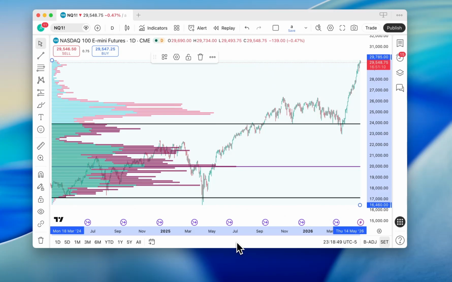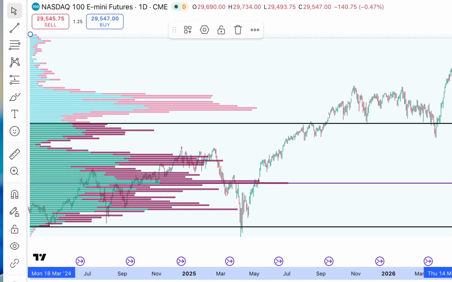Volume profile shows you where the most trading happened, not when, but at what price, and I'm going to show you how to read it. As you can see, we have the fixed range volume profile tool right now on our chart for the last couple of months. A horizontal histogram has appeared on the left side of our chart. Each bar shows how much volume traded at that price level.